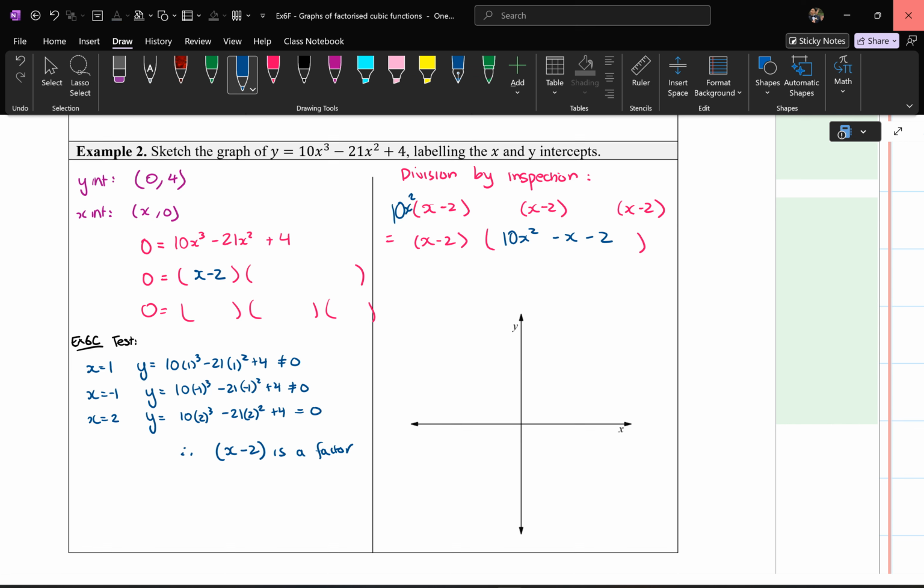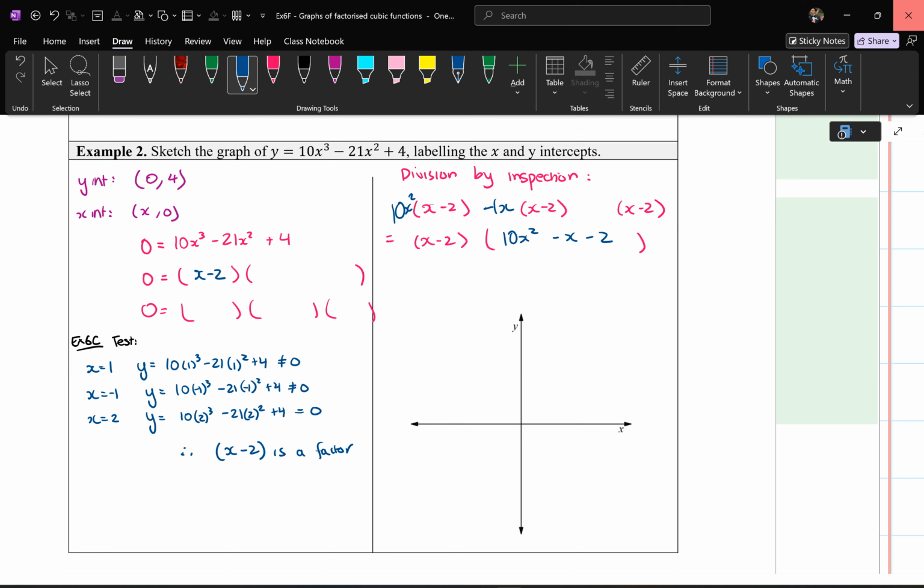Then all I do is I just say, well, the next one after x cubed is the x squared. So 10 times negative 2 is negative 20. How do I get negative 21? Negative 20, I need a minus 1. So I just write minus 1x, because that's x squared, that it becomes x now.